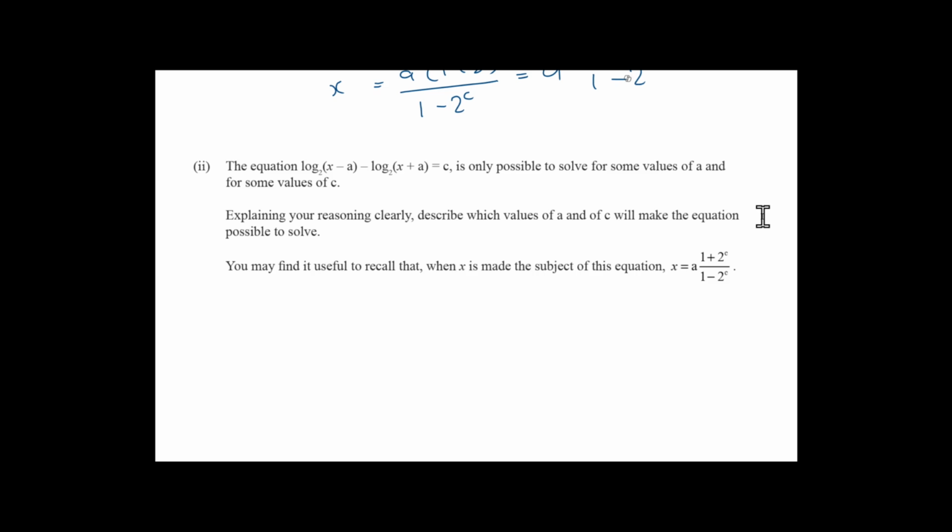Okay. So let's eliminate what a and c cannot be. So when we look at this bit, 1 minus 2 to the c cannot equal 0. So when we solve that, 1 cannot equal 2 to the c, so therefore c cannot be equal to 0, because remember 2 to the power of 0 is 1. So c cannot equal 0.